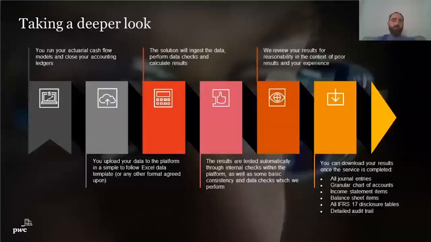So I'm not going to spend a lot of time on this. I've mainly covered it, but just how it will work is you'll run your actuarial cash flow models and accounting ledgers, upload the data to a secure platform. The solution will take in the data, perform some of the checks and calculate the results. The results are tested automatically with some internal checks. We'll review the results for reasonableness before we pass them back to you, and then you can download your results once the service is completed. All the items that I've mentioned before.